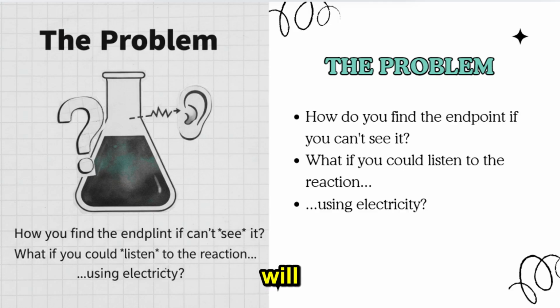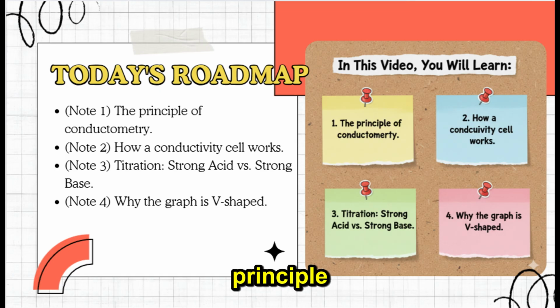In this video, you will learn, first, the basic principle of conductometry. Second, how a special device called a conductivity cell works. Third, we'll walk through the most classic example, the titration of a strong acid, HCl, with a strong base, NaOH. And finally, we'll break down exactly why this reaction creates a perfect V-shaped graph. By the end of this video, you'll be able to sketch and explain this titration curve with complete confidence. Let's get started.